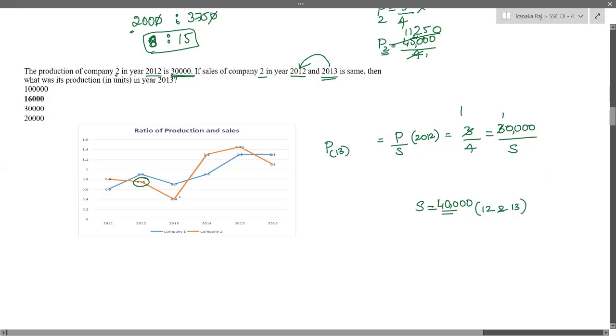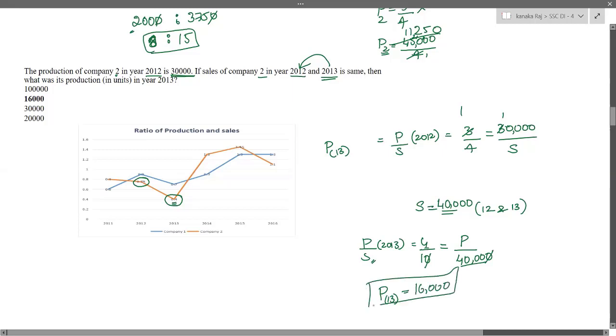Now from the graph, what is the ratio for production to sales in the year 2013? Production to sales, for 2013, it is 0.4. So how can I write my 0.4? I can also write 0.4 as 4 divided by 10. Now I know the sales for 2013. It is 40,000. So it will be P divided by 40,000. Now what happens? 10 10 gets cancelled. So 4,000 into 4 gives me the production for the year 2013. And that will be equal to 16,000.